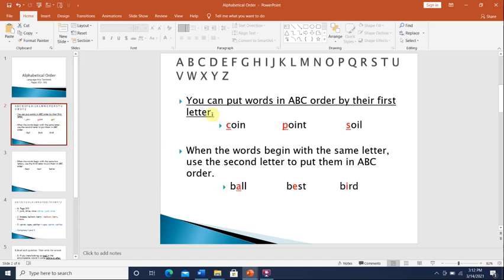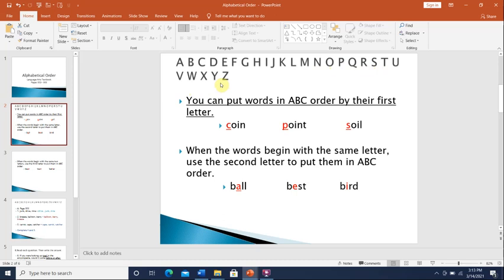Okay, so if we have a set of three different words and we want to put them in ABC order, what do we do? Since you are new to this, I think you should write the ABC on top, right? You could just sing the ABC and write it on top of the page, like A, B, C, D, E, F, G, H, I, J, K, L, M, N, O, P, Q, R, S, T, U, V, W, X, Y, and Z.